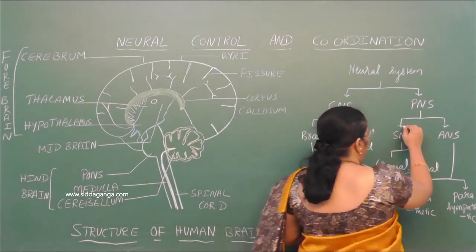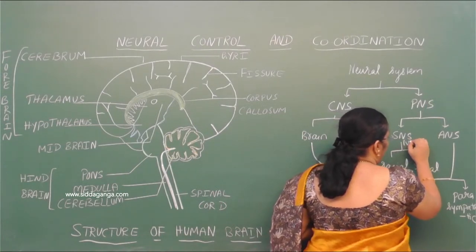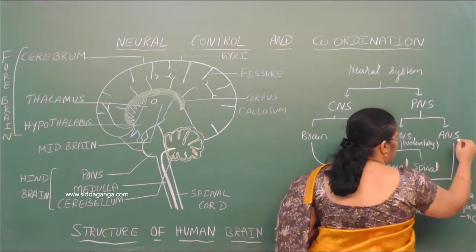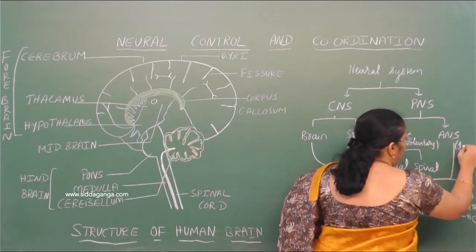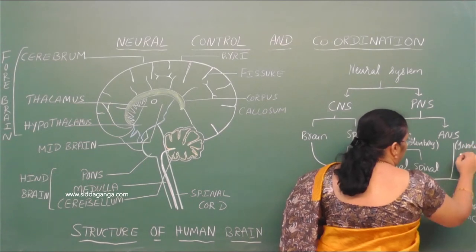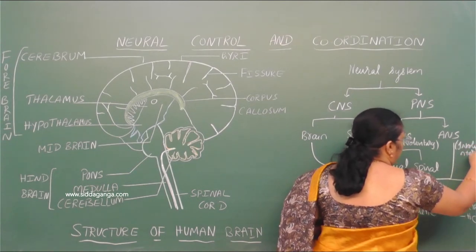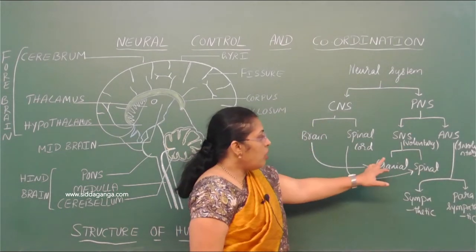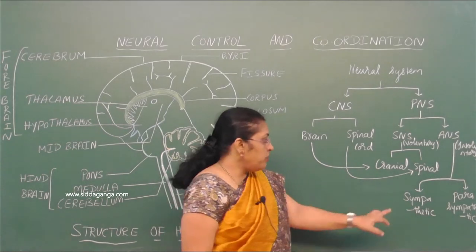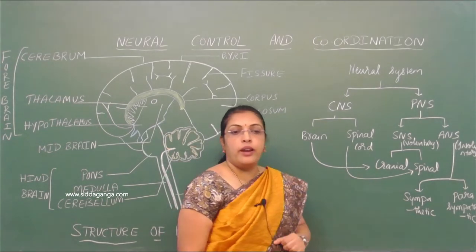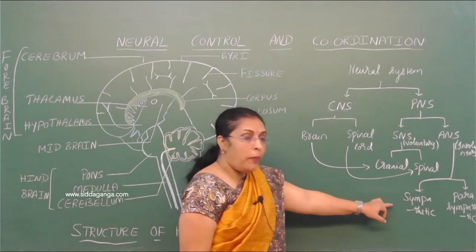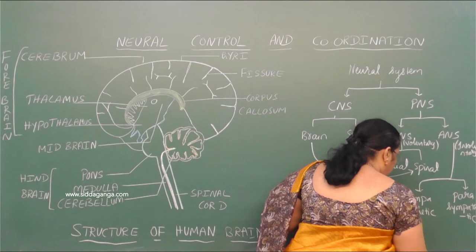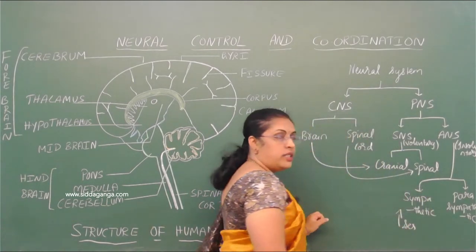Somatic nervous system controls voluntary functions of our body, whereas autonomic nervous system controls involuntary functions of our body, like function of heart, kidney. Again, in autonomic nervous system, we see sympathetic and parasympathetic. Sympathetic increases the function of organs when demand increases.